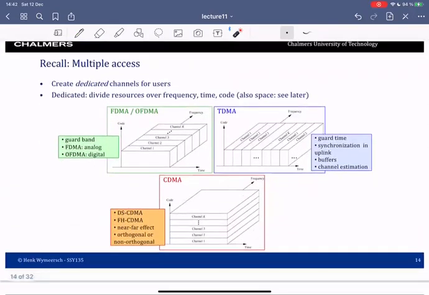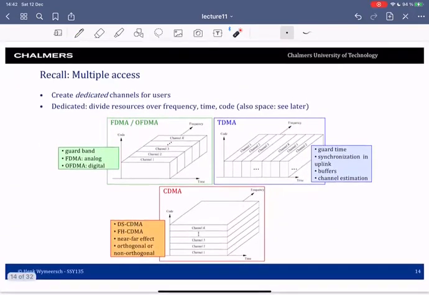Now, why is this important? To understand why this is important, it's good to revisit our multiple access slide. So you recall that in multiple access, we wanted to create dedicated channels for each of the users. We saw FDMA, TDMA, and CDMA. In FDMA, each user got its own frequency band, and they were non-overlapping, so all the users were orthogonal.